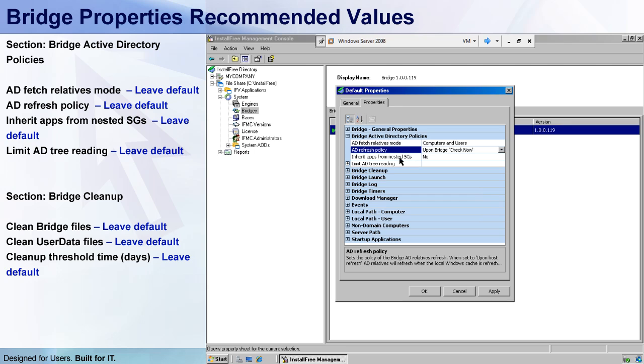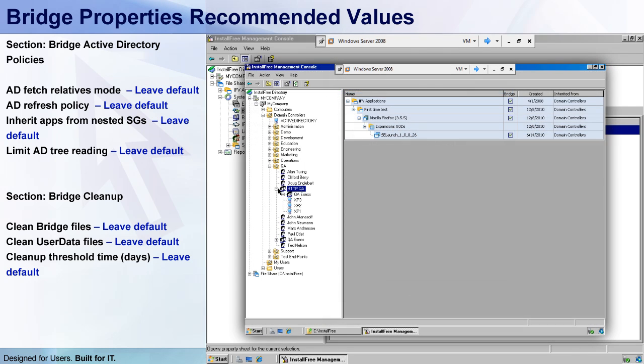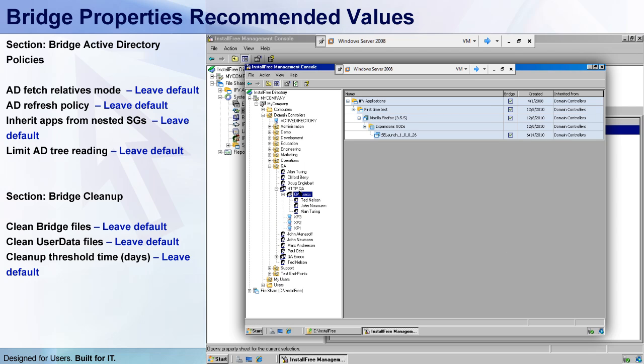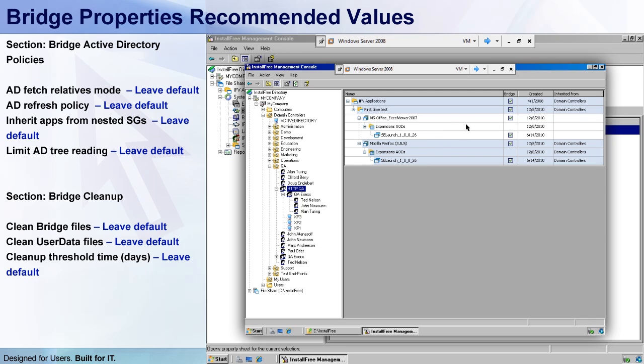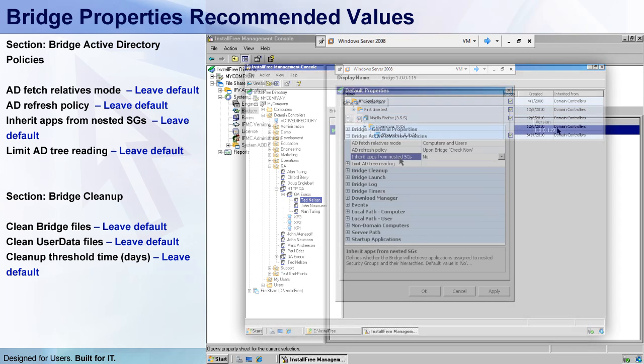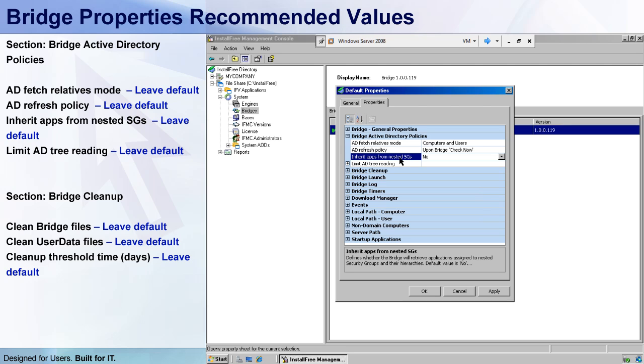Okay, now in this variable named inherit applications from nested security groups, you should be somewhat cautious. The idea itself is that if you have a security group nested inside another security group, and then you assign applications to the parent group, members of a subgroup nested in the parent group will inherit applications. This, however, will lead to more processing time on the bridge side, and therefore enabling this feature is recommended only in environments where there are nested security groups in the Active Directory. This is why we recommend leaving it at the default No.